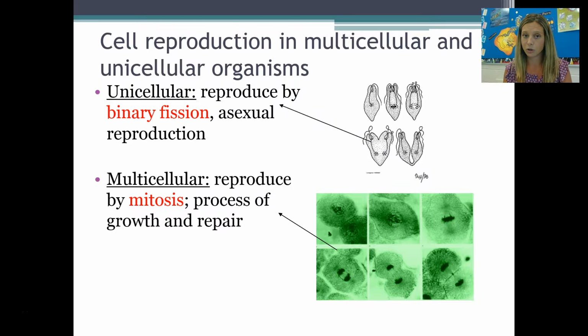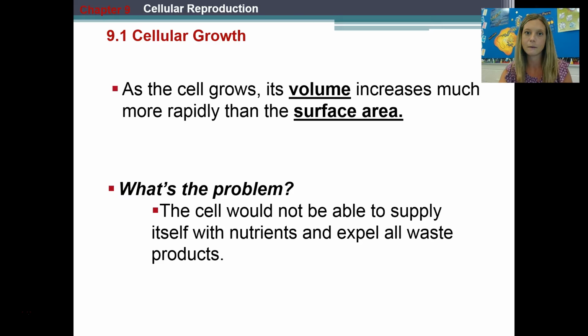In multicellular organisms, you actually have to divide the individual cells so that the multicellular organism can grow, can repair injuries, whatever. And that process is called mitosis, and that's what we're going to focus on today, the cell cycle mitosis process.